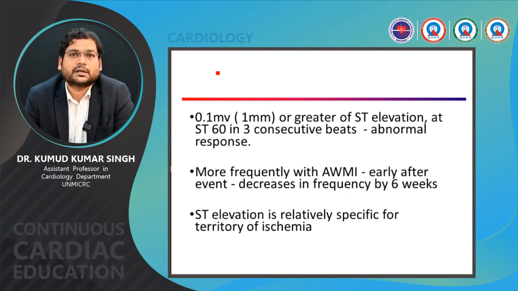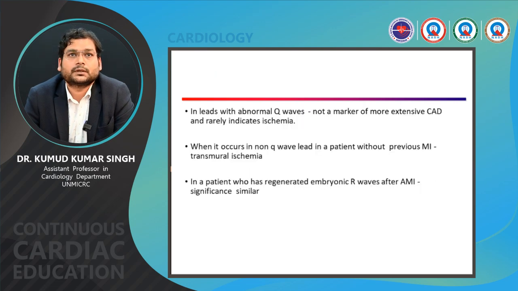The ST elevation is relatively specific for the territory of ischemia. In leads with abnormal Q waves, it is not a marker of more extensive CAD and rarely indicates ischemia. But when it occurs in a patient who has non-Q waves without previous MI, it indicates transmural ischemia.